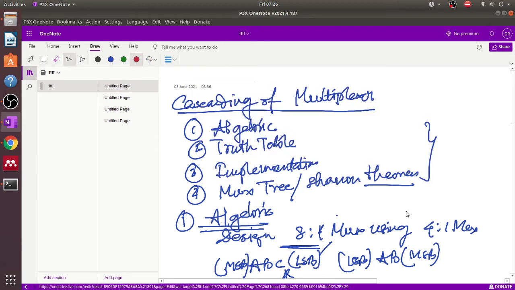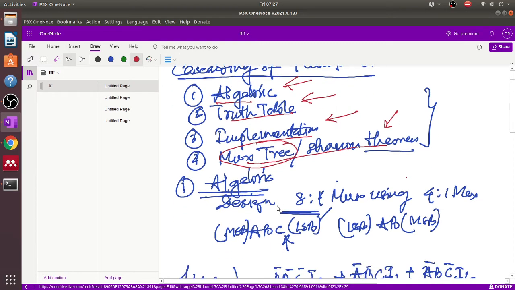Hello all. In today's class we discuss the multiplexer cascading facilities. First of all, it is noted that the cascading of multiplexers is designed in various ways. Number one is the algebraic method. Number two is the truth table method. Number three is implementation, and number four, one of the most important, is known as the Shannon theorem or multiplexer tree. So what is the algebraic technique?